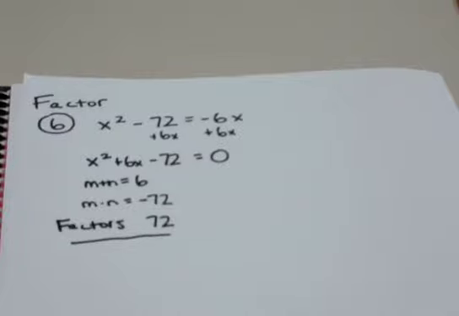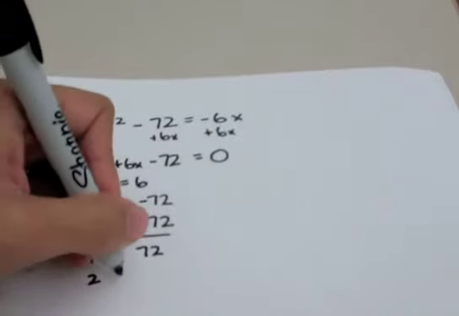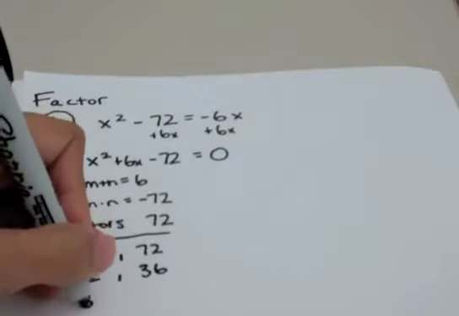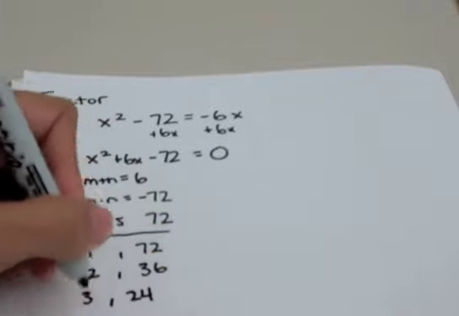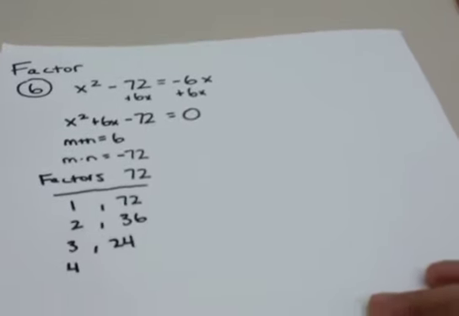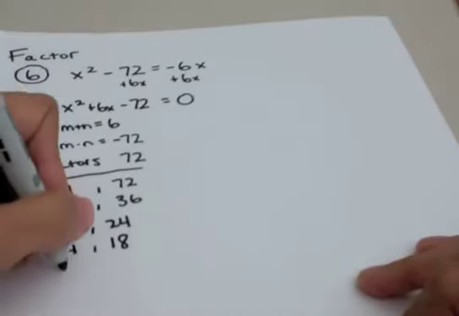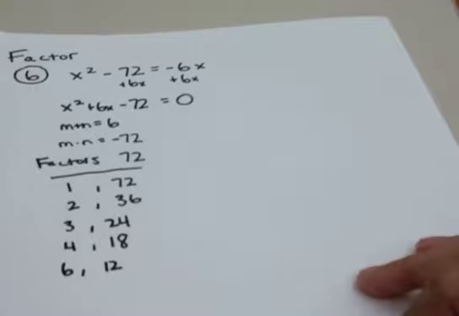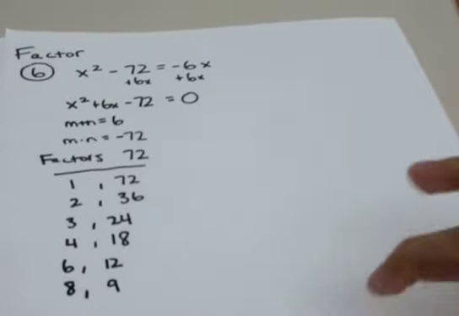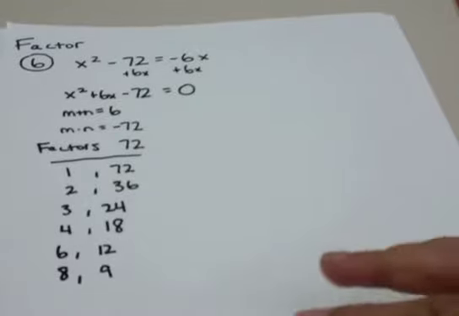And those are going to be 1 and 72, 2 and 36, let's see, 3 and 24, 4 and 18, let's see, 6 and 12, 8 and 9. 10 doesn't work, 11 doesn't work, 12 means we're back to 6, and that's the whole thing.